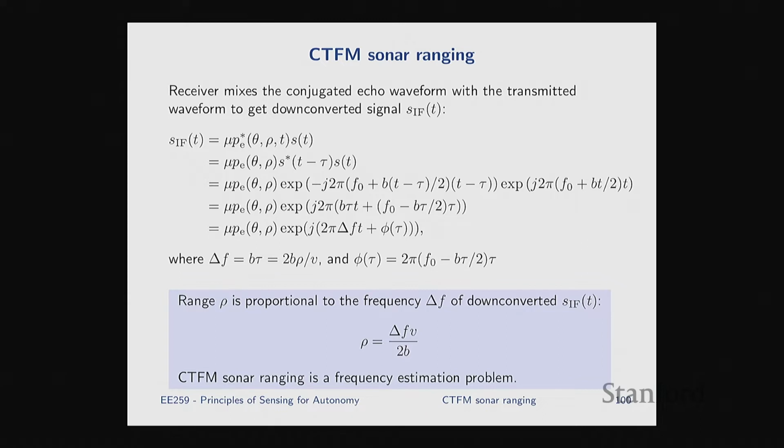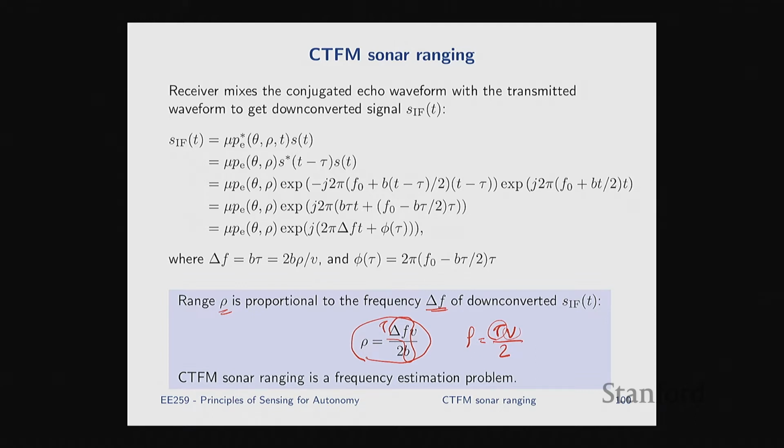And again, as we know, the rho, which is the range, is going to be proportional to the frequency delta f of the down-converted signal via this expression. Where is this coming from? Well, we know rho is basically the time of flight times the speed of light over 2, and then we have plugged in for tau this expression, which is delta f over b. So that's our time of flight.